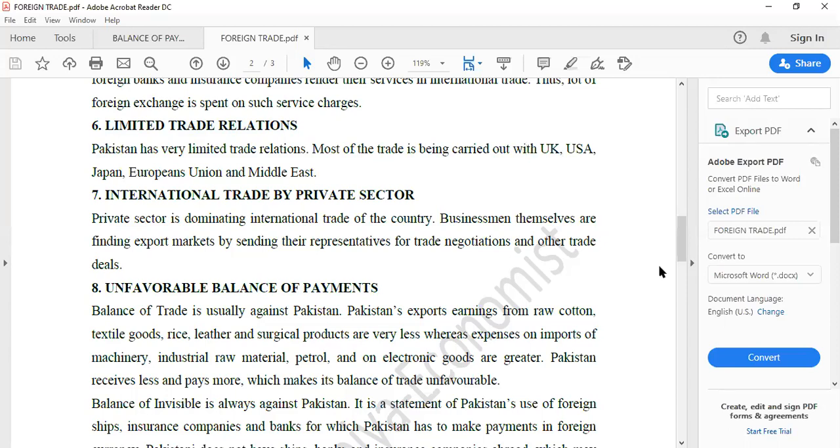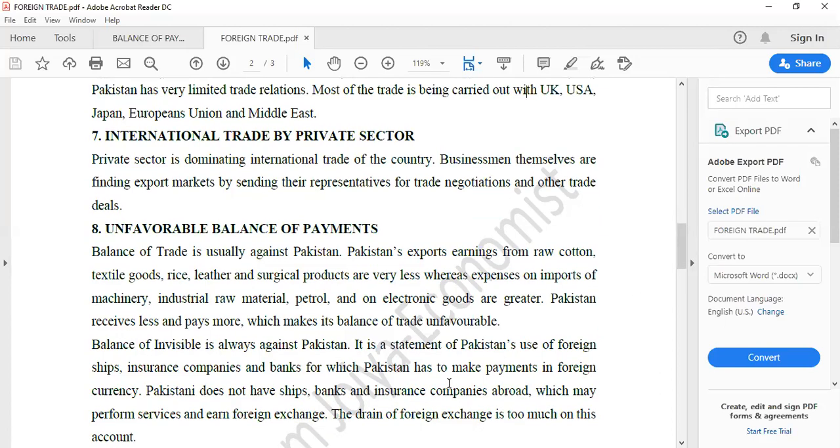Seventh is international trade by private sector. Most of the international trade in Pakistan is performed by the private sector. It is not controlled by the state-owned enterprises. Private sector deals with all types of business deals, and all of these are related to profits. It is not related to anything that is beneficial for the state of Pakistan.